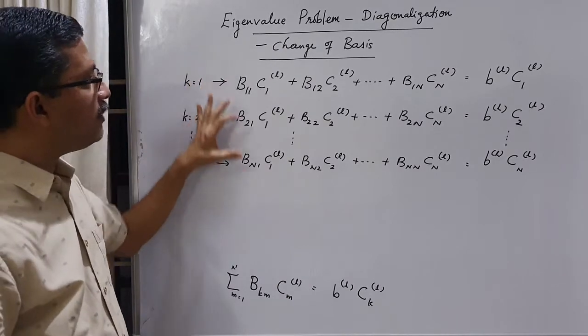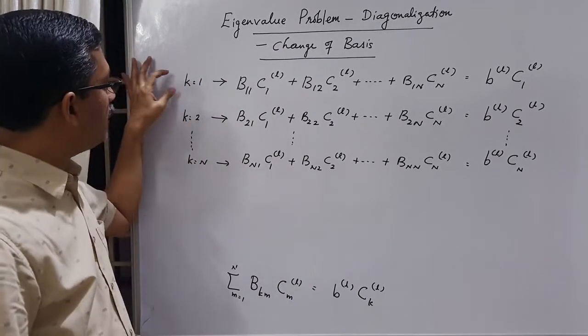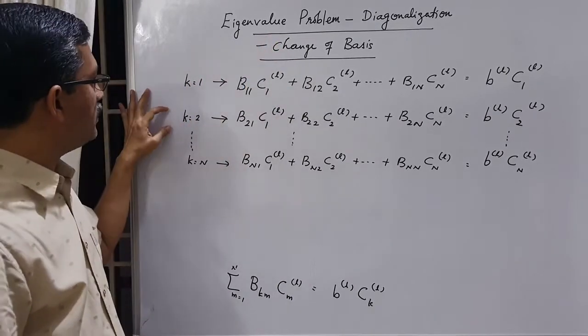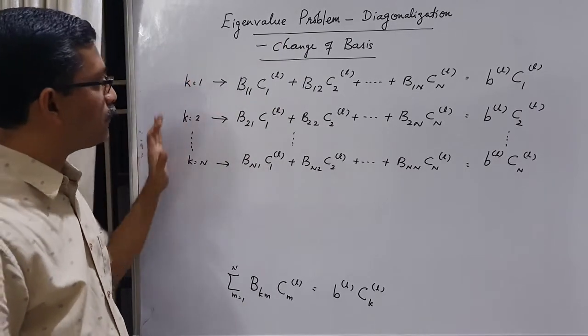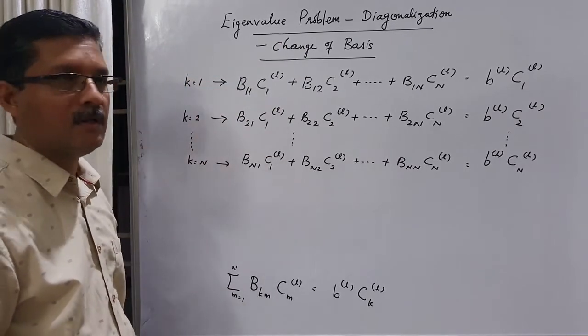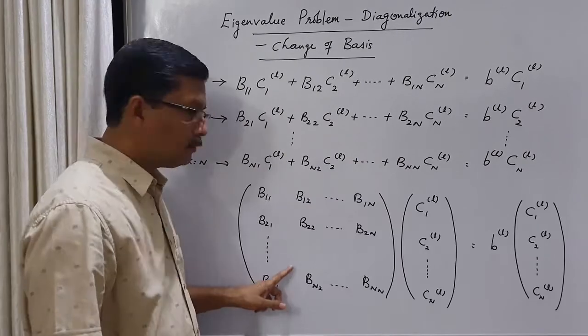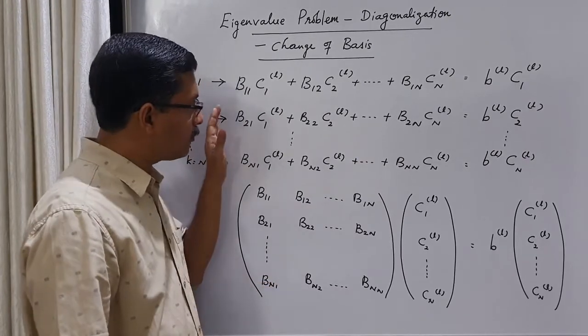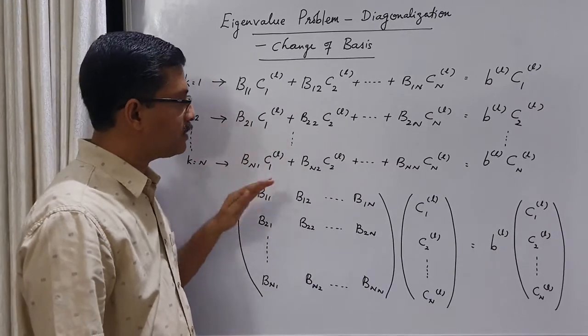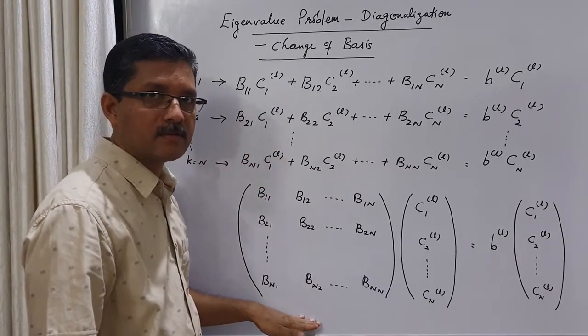So we have n linear equations here. For each value of k, you have a linear equation. So for n values of k, we have n linear equations. These n linear equations we can express in matrix form. This is the matrix form. These n linear equations we can express in matrix form like this.